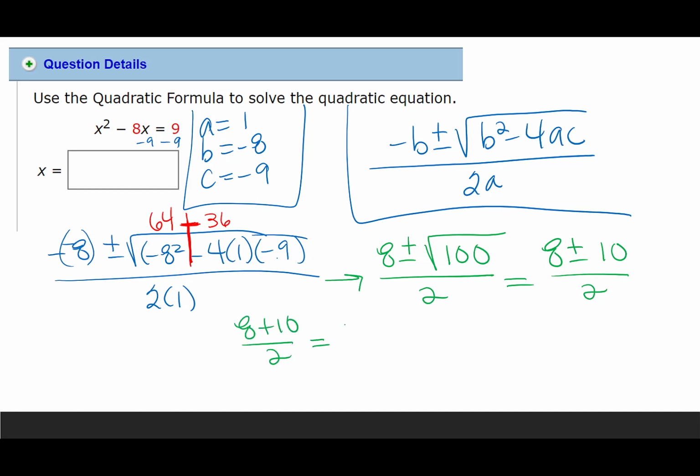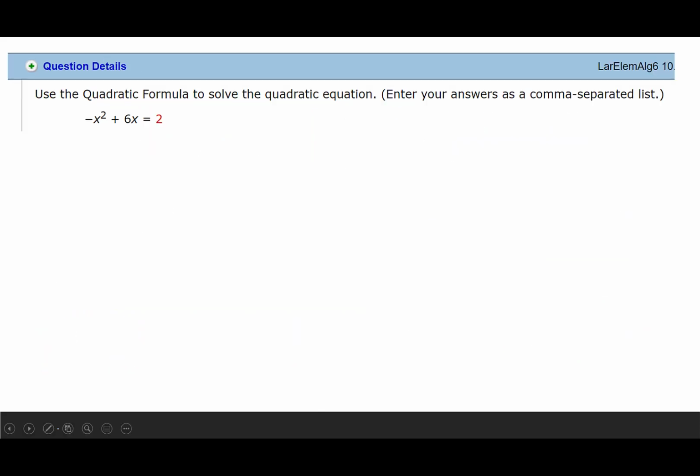We'll simplify that to 18 over 2, which is 9. Answer number 2 is 8 minus 10 over 2, which simplifies to negative 2 over 2, which simplifies to negative 1. And so your final answer, in any order separated with a comma, is negative 1, positive 9. Okay, let's work through that one more time.